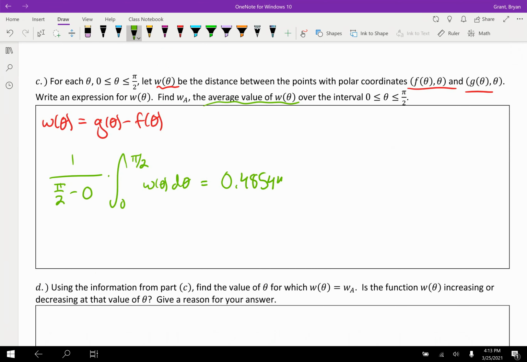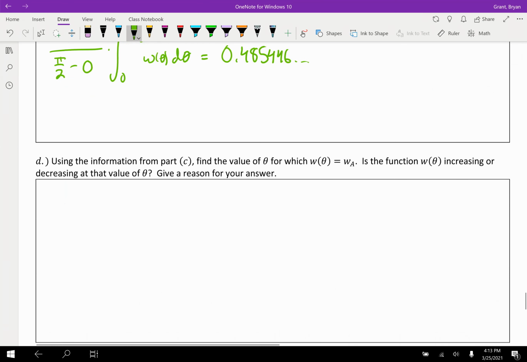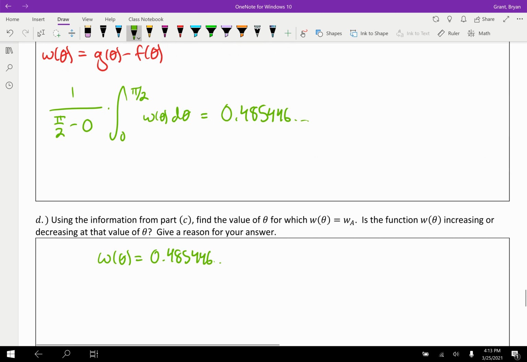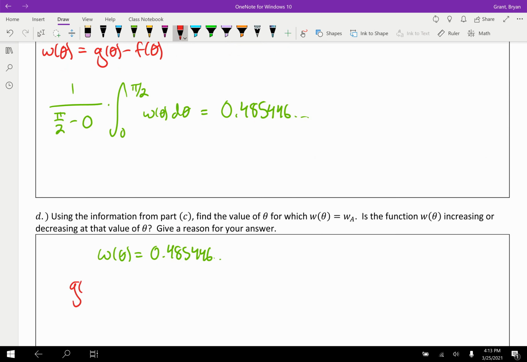485, 446, so on and so forth. All right, cool. Using the information for part C, find the value of theta for which W of theta equals the average value. So they want us to set W of theta equal to 0.485, 446, so on and so forth. And I think in order to do that, we probably need the equation for W of theta, which was G of theta minus F of theta, wasn't it?